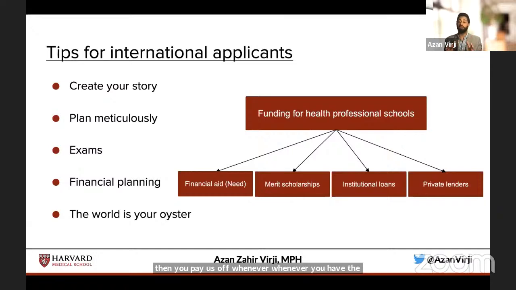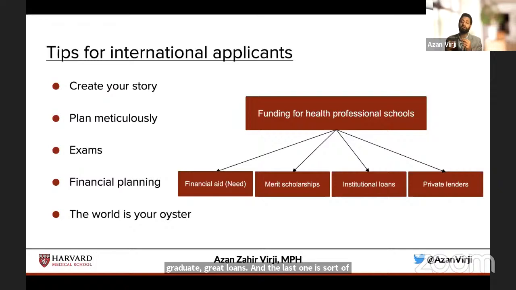So these are great loans that the medical school provides you, and a lot of medical schools have this as well. They have great interest rates, and you don't have to start paying them off right away because they know that you're in medical school, you're learning. You don't have to start paying them off until after you graduate. Great loans.